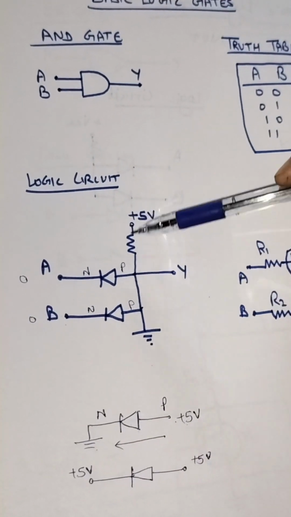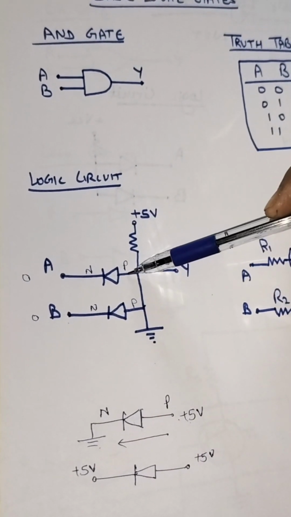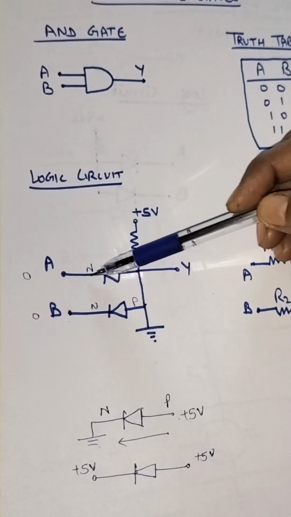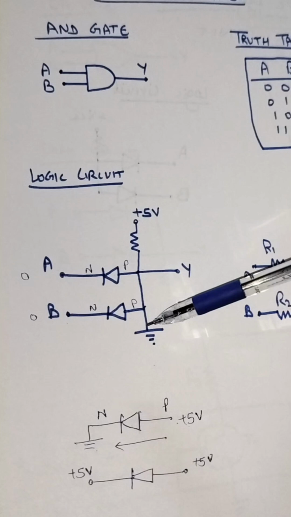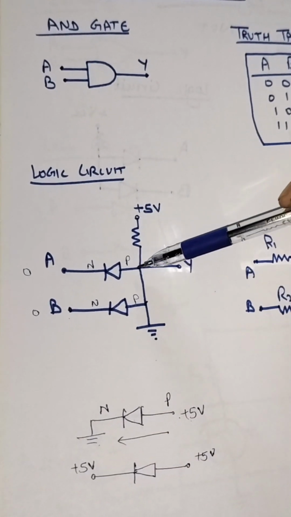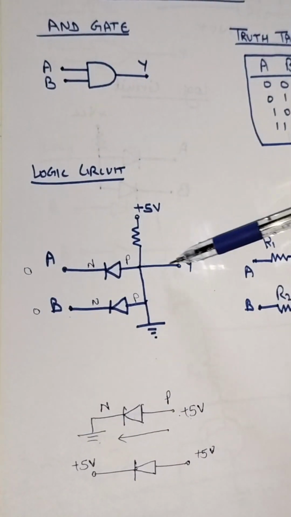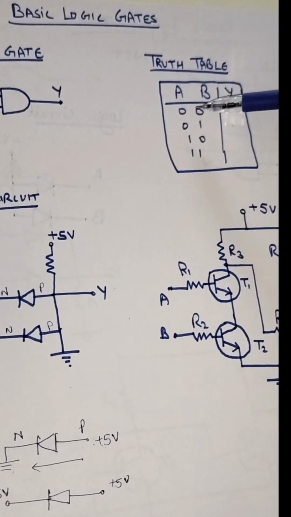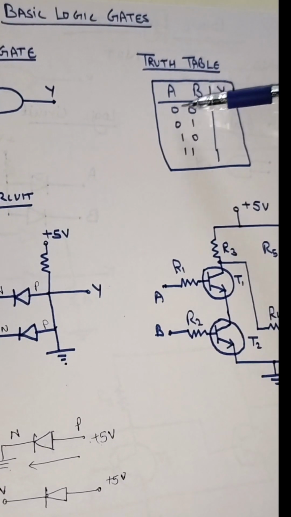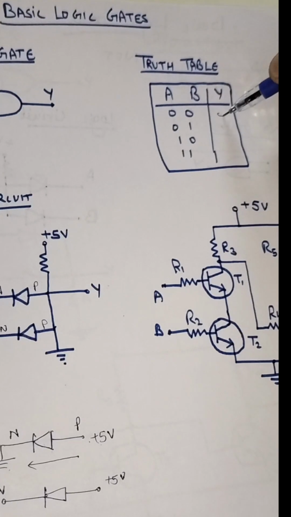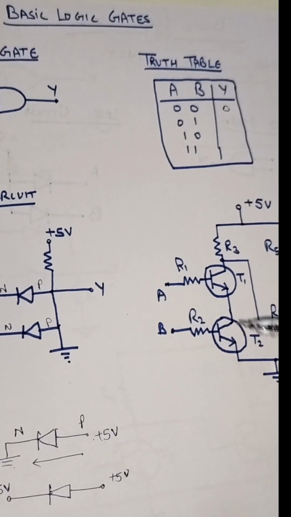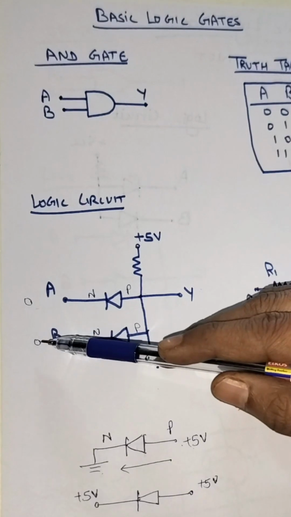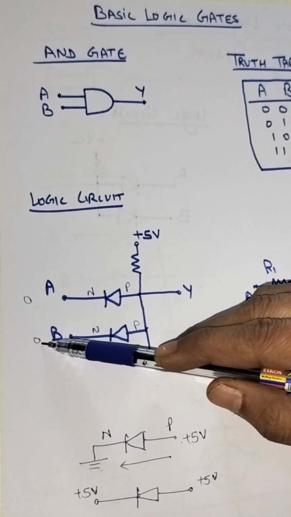So what will happen? Both the diodes will get forward biased and a current will start flowing from this power supply to A and B terminal. So as all the current is flowing towards A and B, we will get 0 at the output. So here you can see in the truth table, when both the inputs are 0, 0, we will get a 0 at the output.